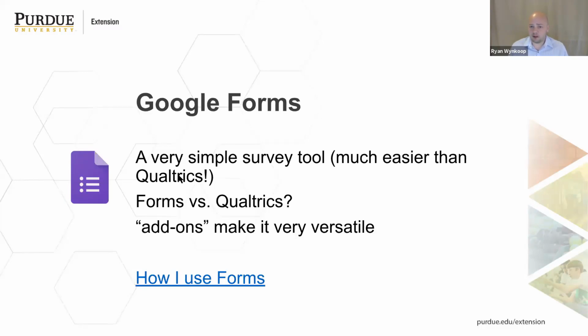Forms is very basic though. You only have 5 question types. You get multiple choice, a short answer, you can insert date and time, you can do a file upload. So if you need something more in depth, like I said, you're going to want to go with Qualtrics.